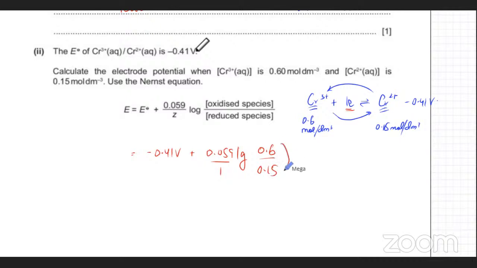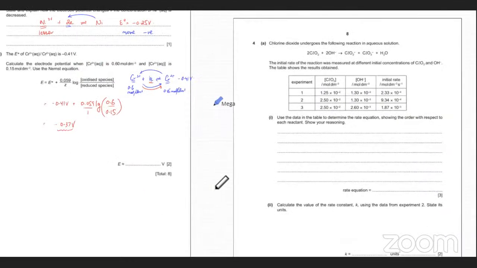So what do we get for this? Negative 0.37, right? And that makes sense. Why? Because the concentration of the product is decreasing more, so the equilibrium is going to shift to the right. The forward reaction would be more favored, and if it shifts to the right, the potential always increases, becoming more positive or less negative. So that looks fine.